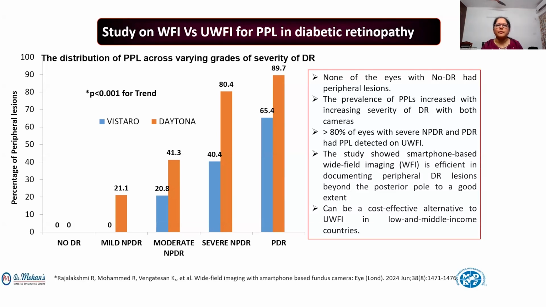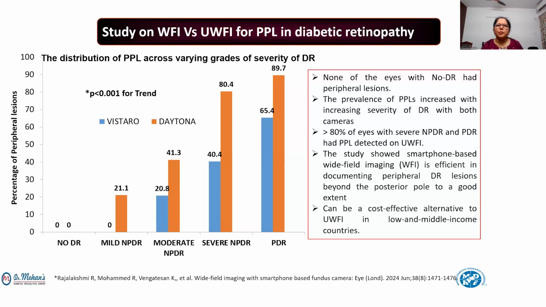And you can see that the prevalence of PPLs increased with increasing severity of DR by both the cameras. More than 80% of the eyes with severe NPDR and PDR had PPLs detected on ultra-wide field imaging. And the wide field imaging also could pick up PPLs to a fair extent, at least rather than not picking up any PPLs.